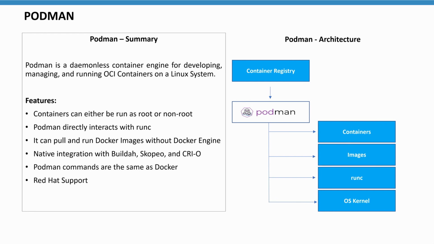Podman. Podman is one of the OCI containers in the market. It can run as root and also non-root. Podman directly interacts with runC. Look at the diagram. Unlike Docker, Podman talks to every layer directly. It is very efficient. Podman commands are the same as Docker. For example, you can pull a Docker image and run it on Podman without having the Docker engine on your host machine.